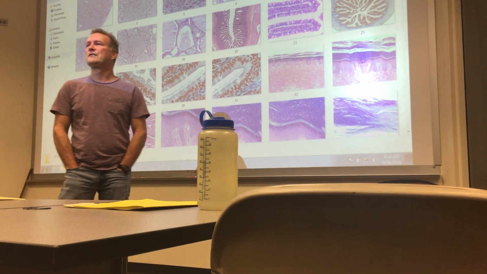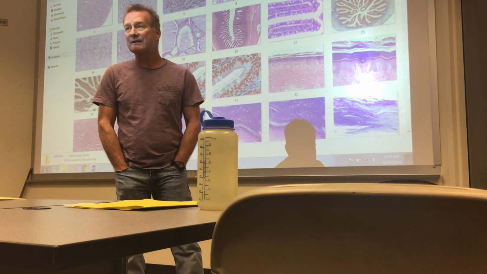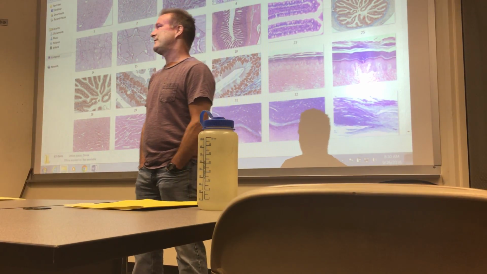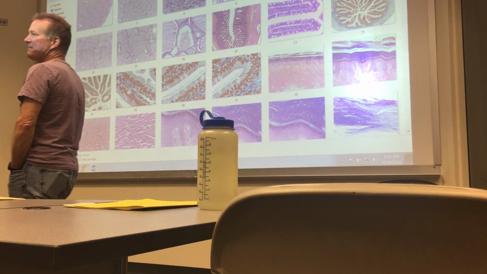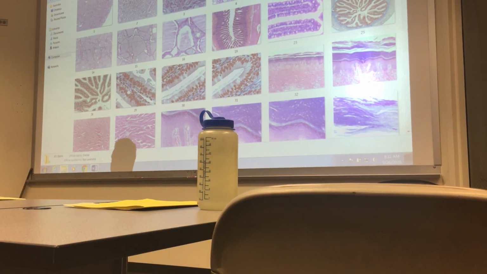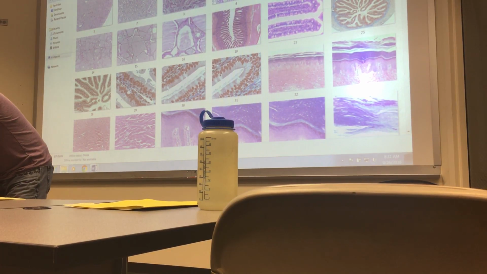Now, what does keratin do to the keratinized stratified squamous that makes it different from the non-keratinized stratified squamous? Dries it out. Yeah, keratin is a protein that dehydrates the cells, the tissue, dries it out. So we'll start with the keratinized variety.